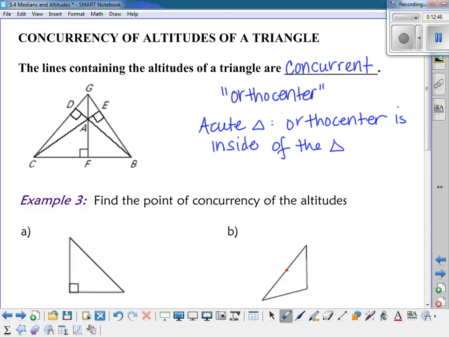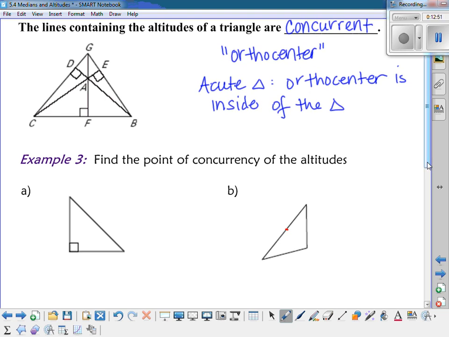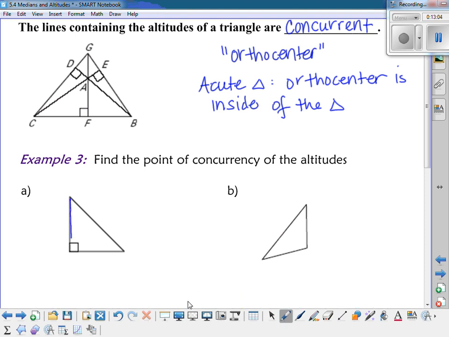Okay, so for these next two, we're going to find the orthocenter, or the point of concurrency of the altitudes. So with my first one, A, I've got a right triangle. So this is an altitude, and this is an altitude. My legs are the altitudes, and then my third altitude goes to the other side. So the point of concurrency is right here on the corner. So whenever we have a right triangle, the orthocenter is actually on the triangle.